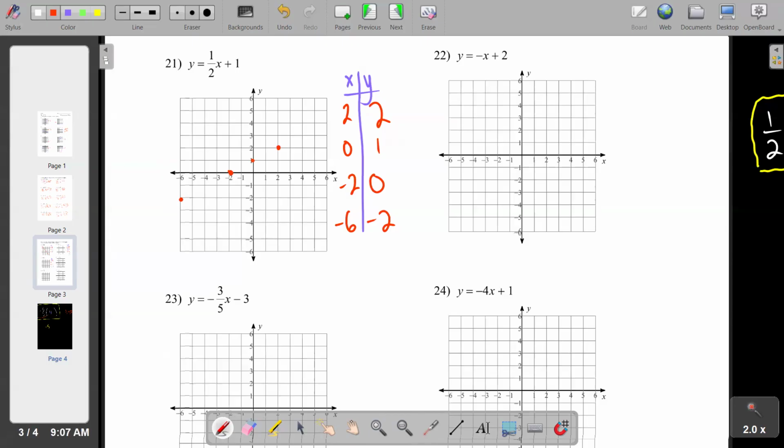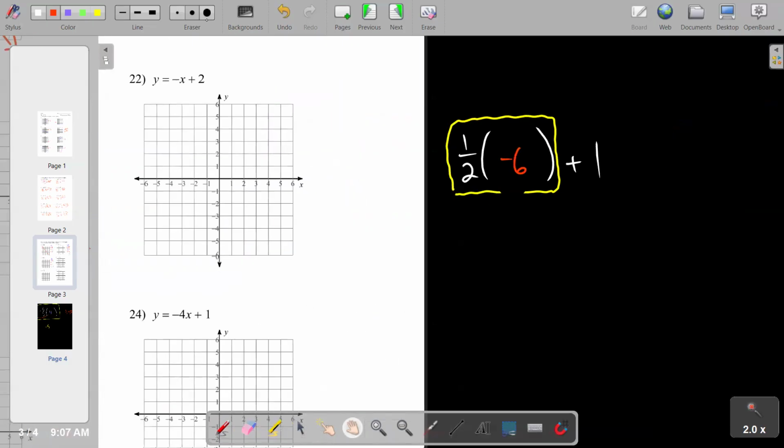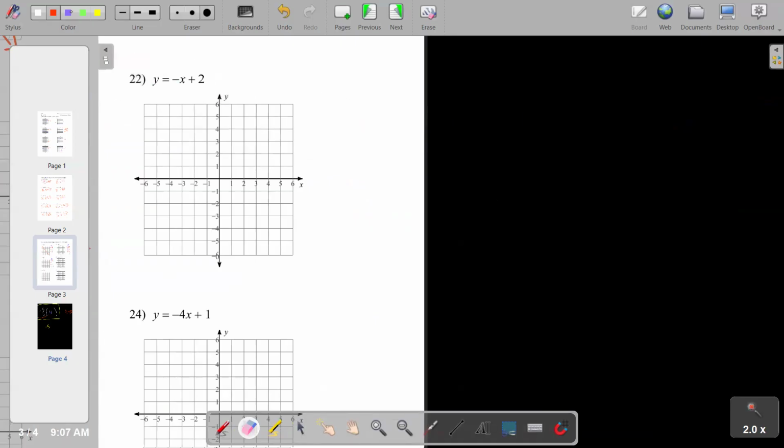Okay. 22 is another unrestricted problem. I pretty much have the freedom to pick whatever I want. Again, within bounds, but there's no fraction constraints here. So if I were doing this problem, I would probably pick 6, 0, and like -3. I like my x's to be as spread out as I can, just so my points are far apart from each other. So the equation is saying to take the opposite of whatever we give it and then add 2.